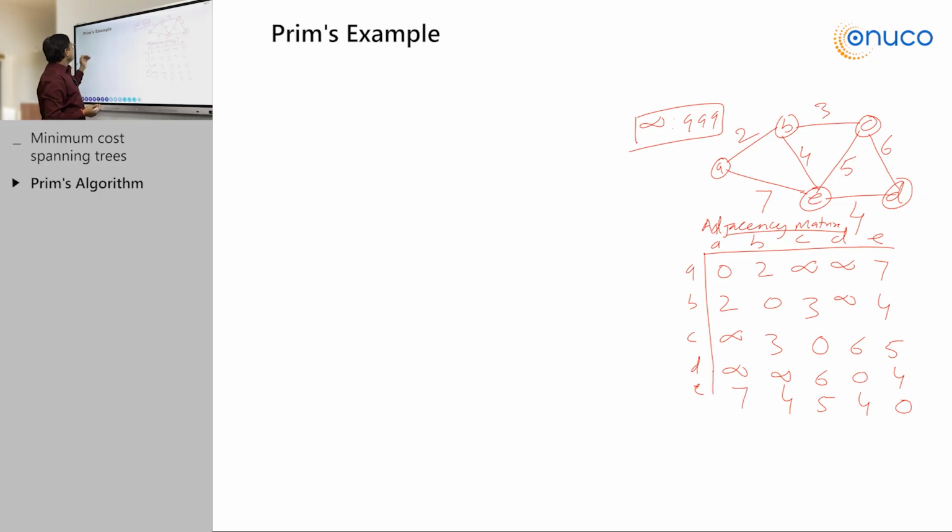Clear? Now, how are you going to apply Prim's algorithm in order to find the minimal cost spanning tree? So let us see that. Again, we will rewrite this example and try to solve it.